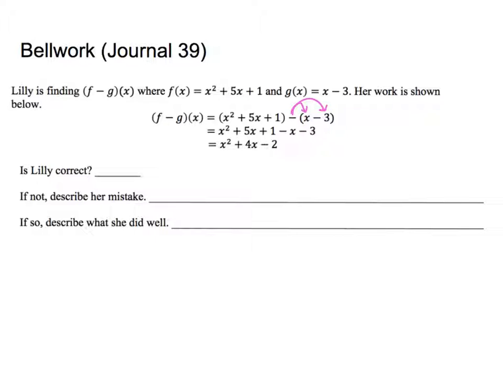So looking at this here, it looks like this is just brought down from the first parenthesis, and she multiplied the negative with this x, so negative x, but it looks like she forgot to multiply this negative with this negative 3, so this should be positive, but in this case it's not. So it doesn't look like she's completely correct, so I'm going to say no. She forgot to distribute her negative.